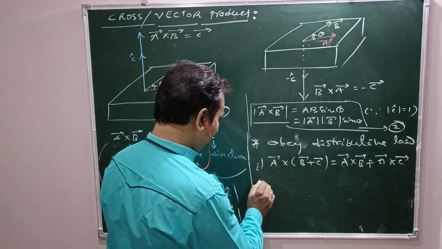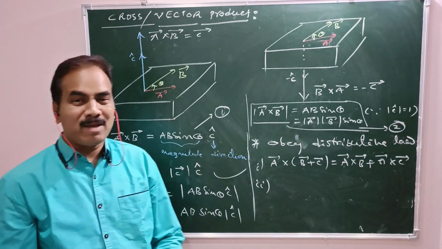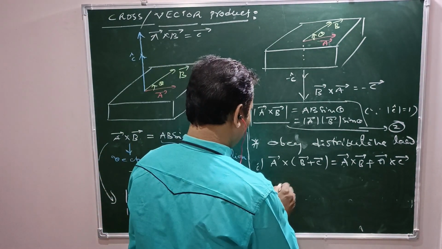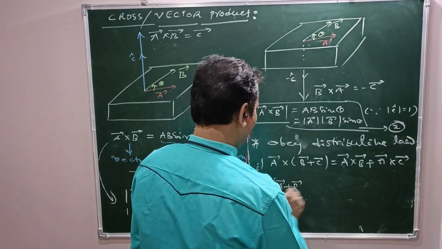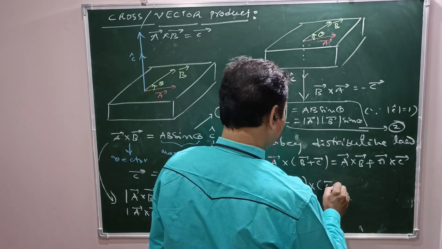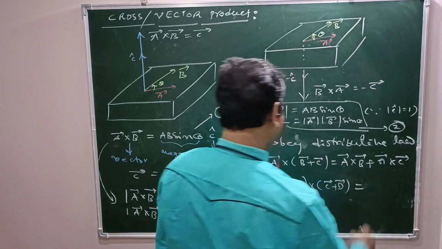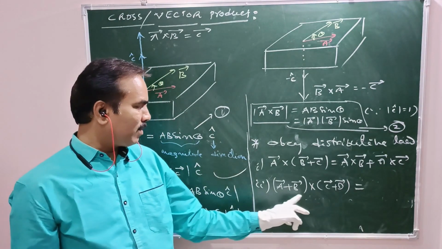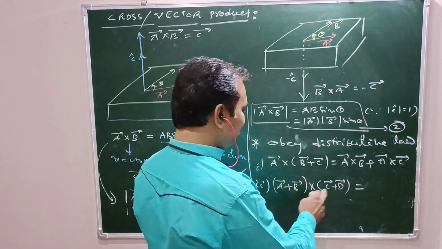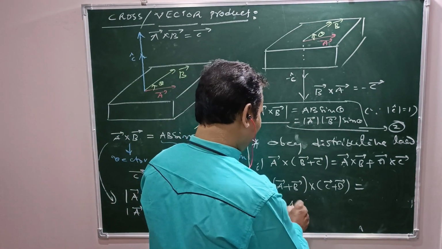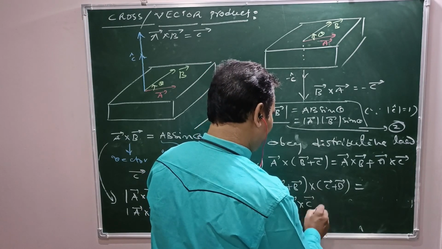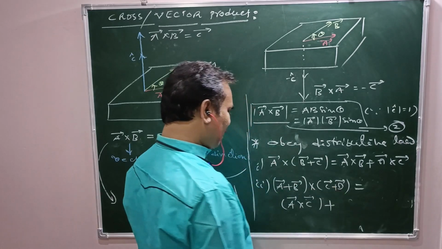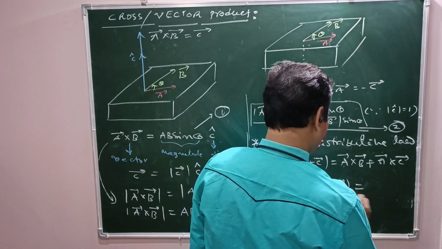Second notation, that is, if A bar, B bar, C bar and D bar are four non-zero vectors, for example, A plus B cross C plus D can be written as A bar cross C bar plus A cross D.